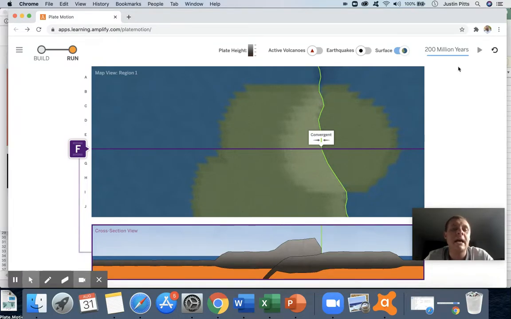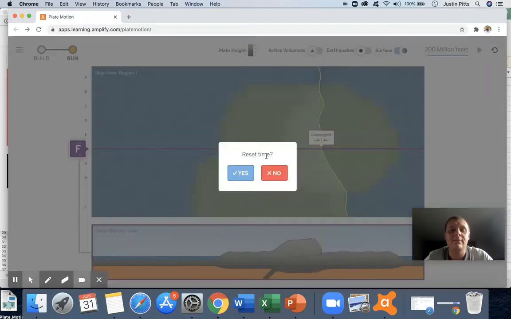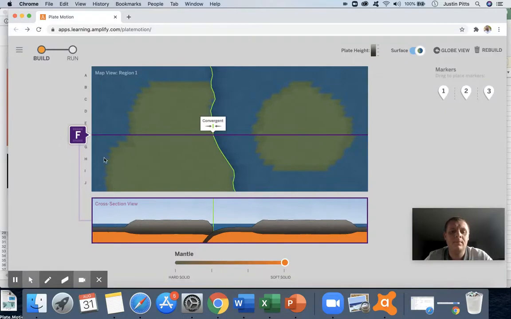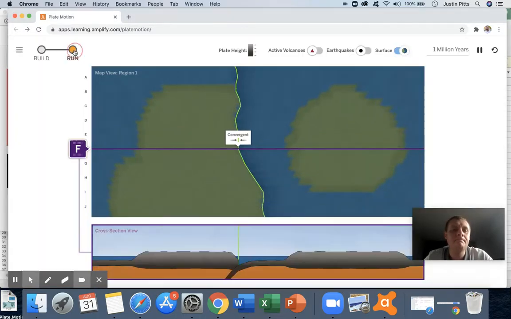Let's reset time and change the type of mantle that we have. Let's move towards the middle, so a mixture of soft and hard mantle. This is soft solid and hard solid. Let's run the model again.